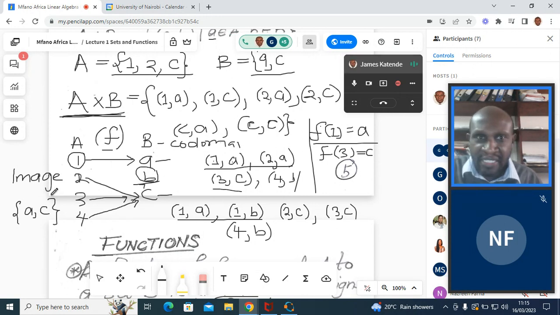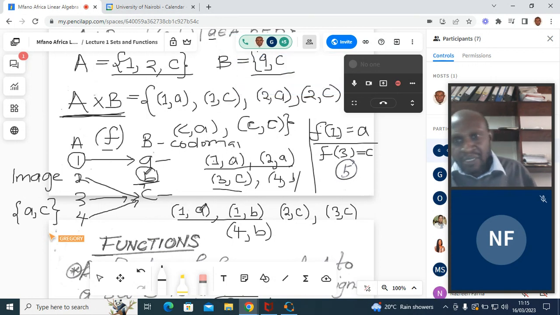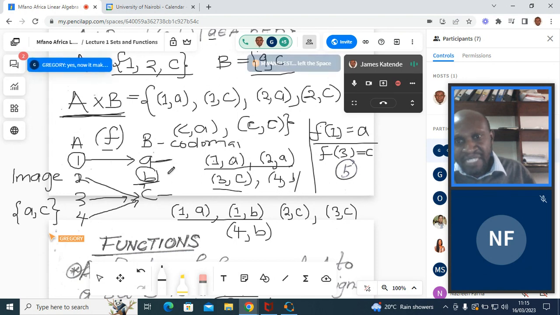So I hope that makes sense to Gregory. You can see the difference. So this function only picks up A and C. So that is the range, or the image, of the function.